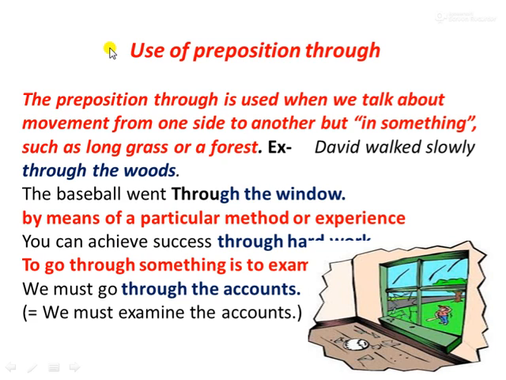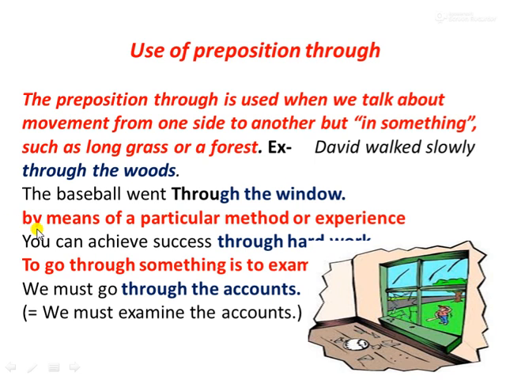Next one is the preposition through. The preposition through is used when we talk about movement from one side to another inside something such as long grass or a forest. So movement from one side to another. For example, David walked slowly through the woods, that means through the forest. The baseball went through the window. Here is the example: the baseball went through the window, that means from one side to another side. Breaking the window, it came.